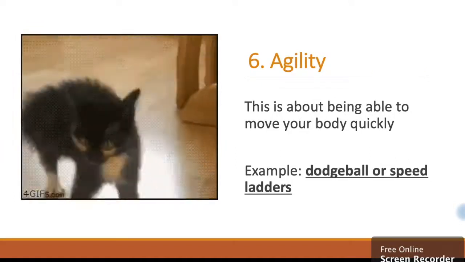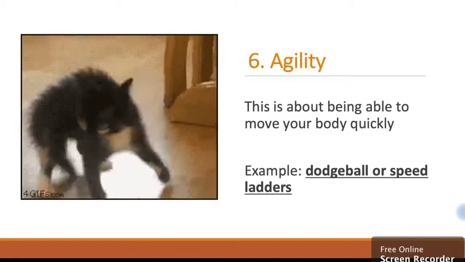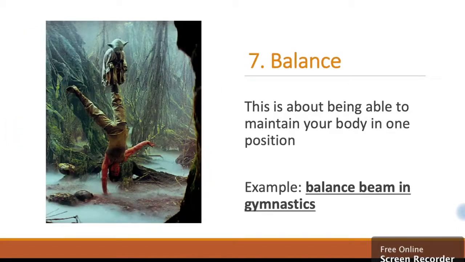Number 6, agility. This is about being able to move your body quickly. An example, dodgeball or speed ladders. Number 7, balance. This is about being able to maintain your body in one position. An example would be balance beam in gymnastics. Another example would be doing a handstand. Can you do a handstand?